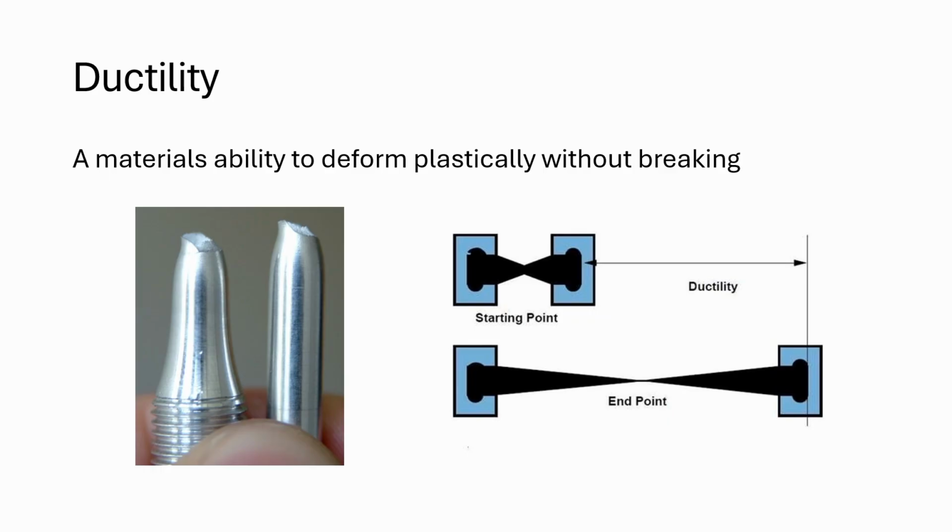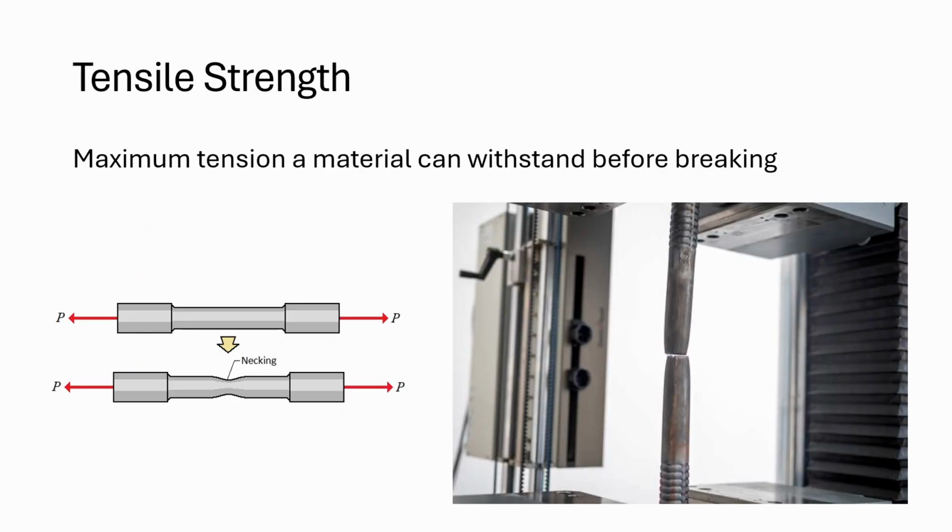Now let's move on to define what tensile strength is. Tensile strength is simply the max amount of tension that a material can withstand before breaking. This value is normally measured in megapascals, and as you can see on the picture on the left, we have here our necking event. That would be where it's approaching its tensile strength, or the most tension that the material can withstand before it breaks. And obviously here you can see how this material has gone past that point and has actually cracked.